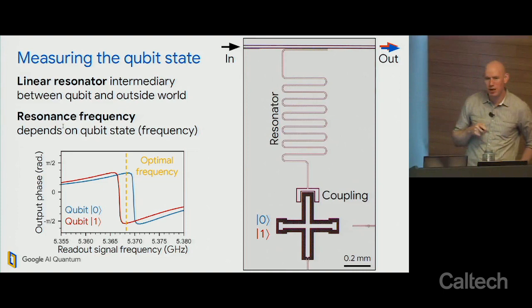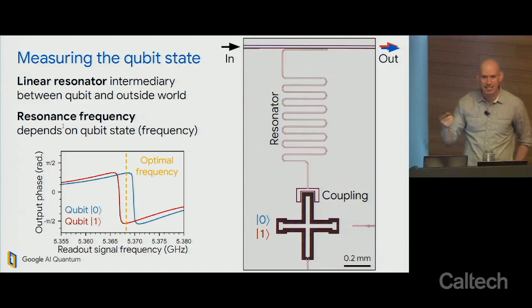Let's look at this experimental data where we're sending in a signal. The horizontal axis is the frequency of that signal, and we're measuring what comes out. In particular, let's just look at the phase of the signal that comes out. So if we have the qubit in the ground state, we get this blue trace, and this nice sharp feature here is the resonance. But if we repeat the experiment with the qubit in the one state, the excited state, instead, the resonance shifts over by a few megahertz.